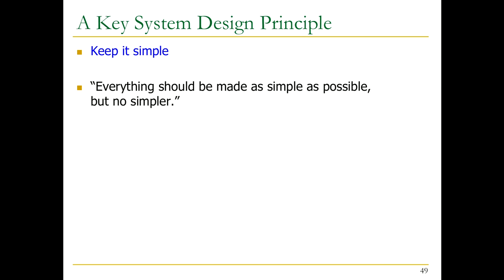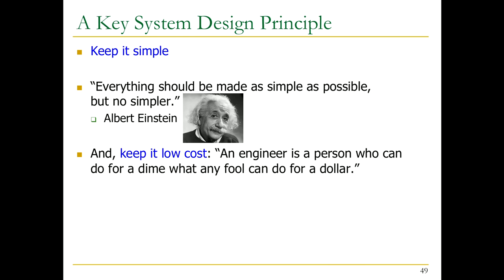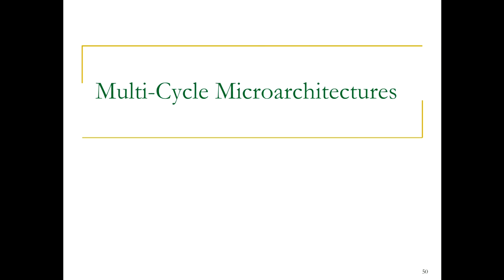Do you guys know who said this? Yes, that's right. Basically, everything should be made as simple as possible, but no simpler. And this is true, of course. If it's too simple, it may not work. And of course, keep it low cost. This is applied to what we've done. I don't know who said this. If you guys know, let me know. An engineer is a person who can do for a dime what any fool can do for $1. So cost is, again, something that wins. And for more, see Butler Lampson's hints for computer system design.